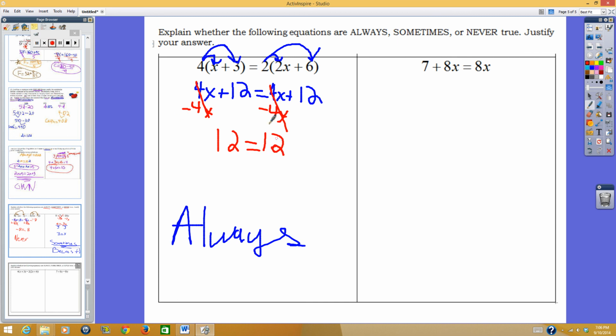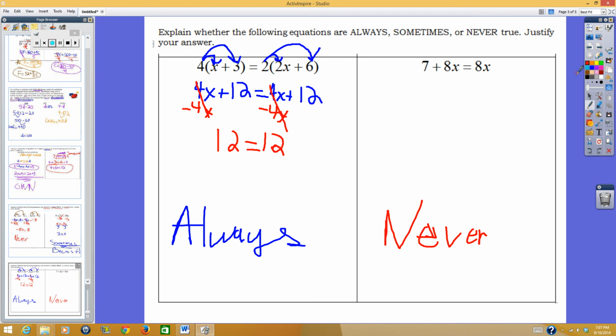Now, let me be clear, guys. If you leave it in this step, see if you can push yourself and go down to this step, okay? Alright, last one. 7 plus 8x equals 8x. You could automatically tell that this is never. Both sides aren't equal. It looks like both sides have an 8x, right? But here you've got an extra 7 added to it. So that's going to be never true.